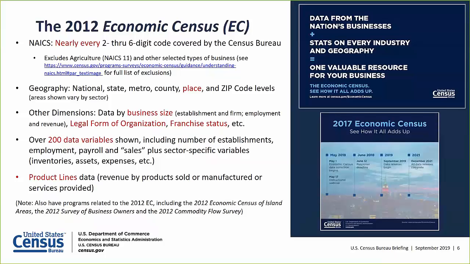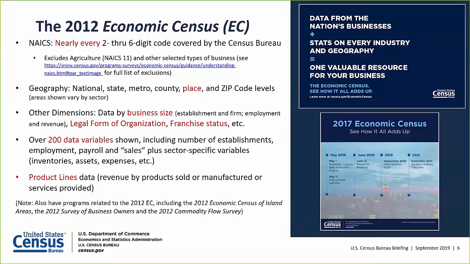Historically, we have had data for zip codes. For the 2017 economic census, we will not be publishing zip code level statistics. These data will be available through the County Business Patterns, or specifically the Zip Code Business Patterns program. We also publish data on a variety of other dimensions that are available at the Census Bureau. These include detailed information by business size, by legal form of organization, by franchise status, and by a variety of other cross-tabulation type dimensions. Because it is our most detailed survey, it publishes the most detailed data variables.